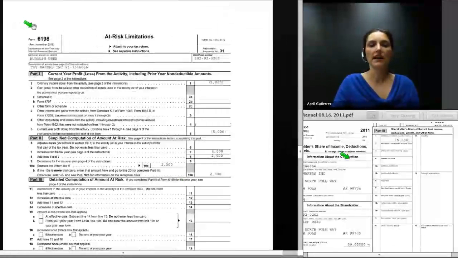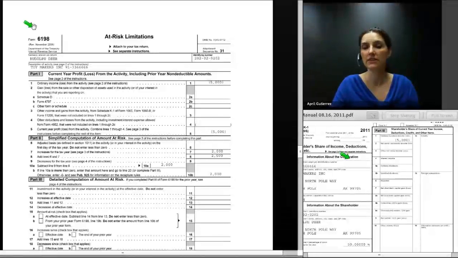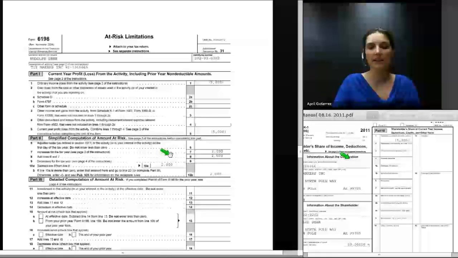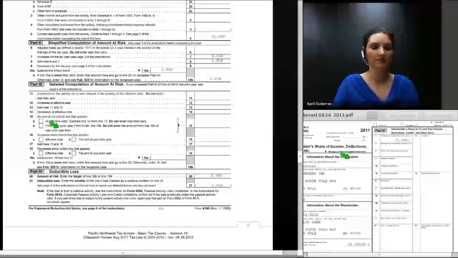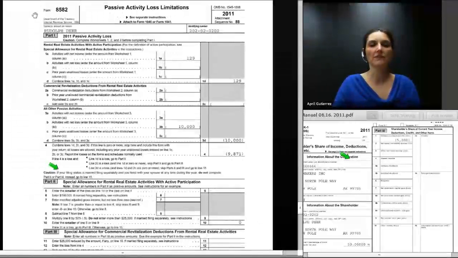We also need to attach Form 6198 to show the at-risk limitations that Rudolph is subjected to. His current year profit or loss from the activity Toymakers, Inc. is $5,000. He is allowed to claim only $2,000 because that's his basis, and how to complete the form is just shown here. The next form in line is Form 8582.